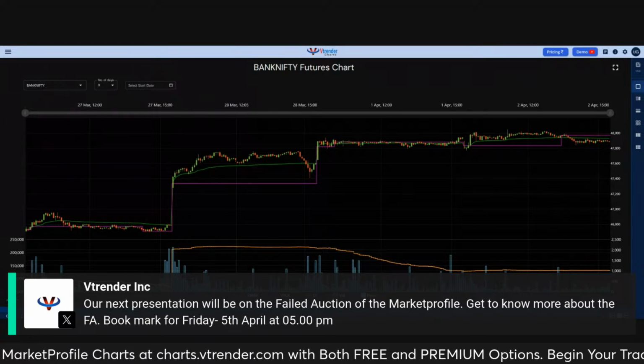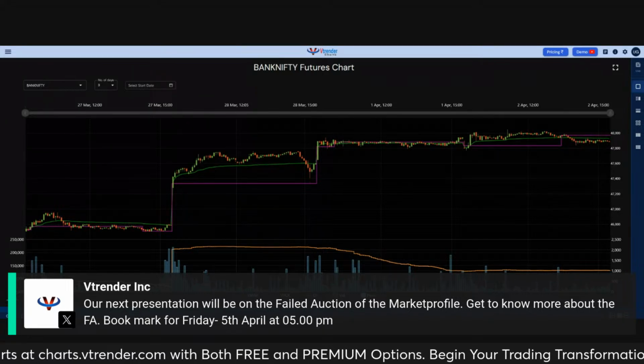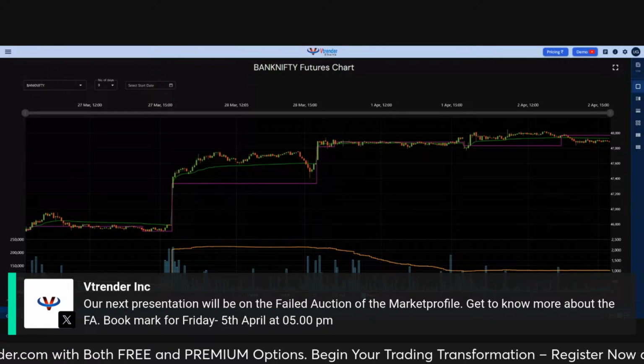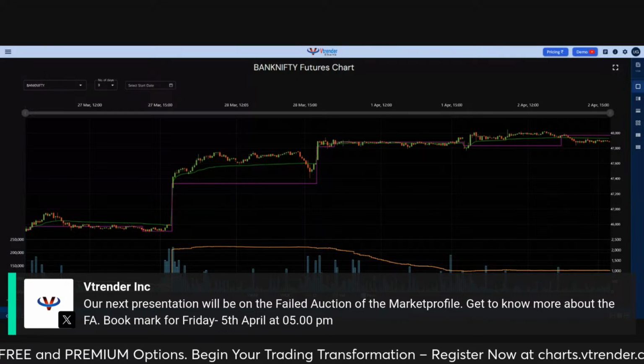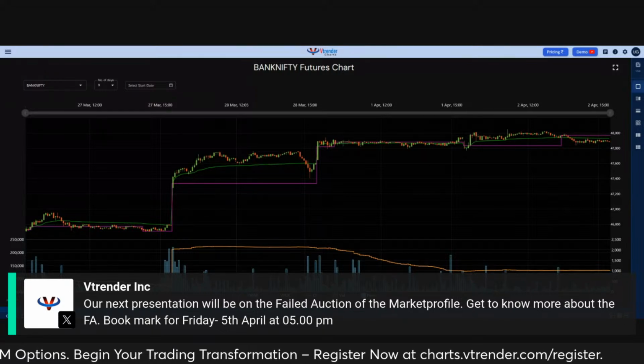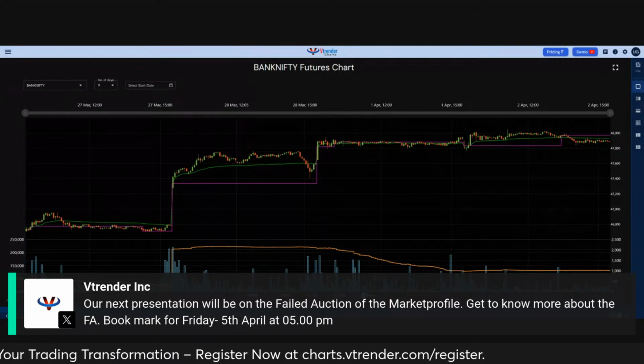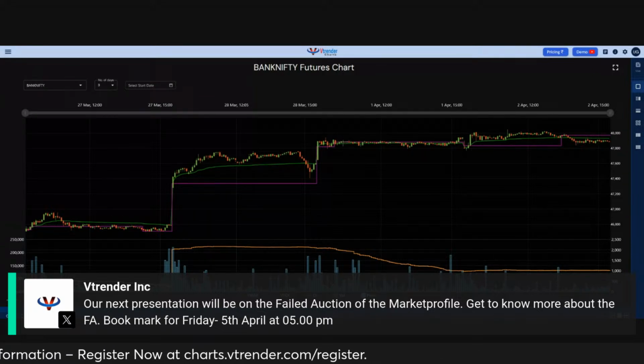These are all real-time charts. All of these are real-time charts. The open interest comes every 3 minutes from the exchange. So open interest is updated every 3 minutes, but the other order flow and the price charts are live.